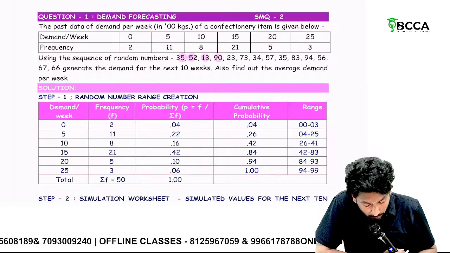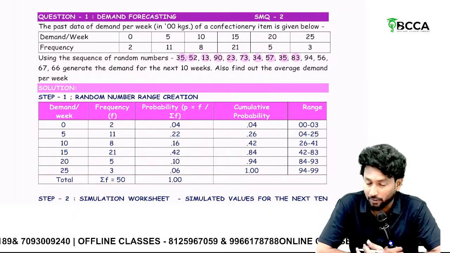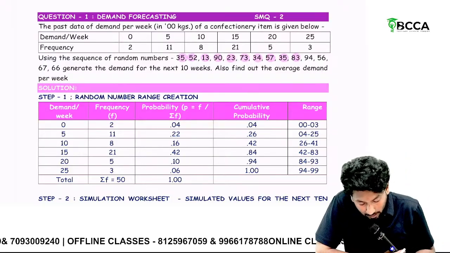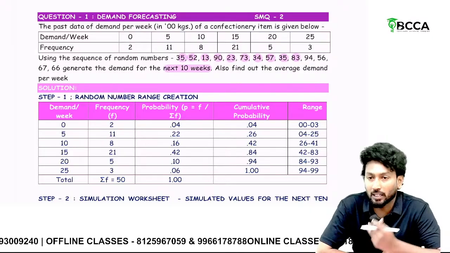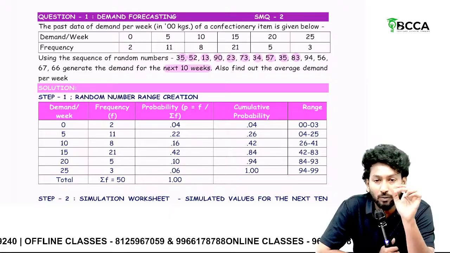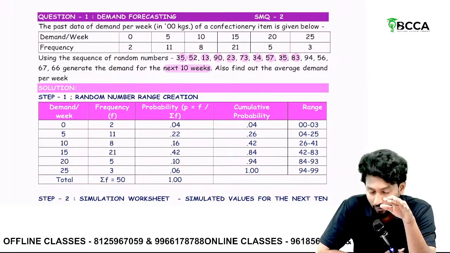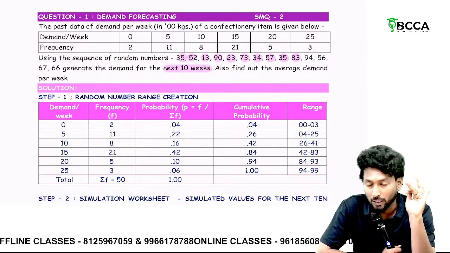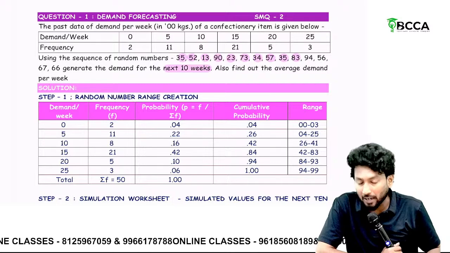1, 2, 3, 4, 5, 6, 7, 8, 9, 10, more than 10, 14 numbers are given. But what they're asking, sir, is that for the next 10 weeks only we have to estimate. For the next 10 weeks, take the first 10 random numbers, enough. One number for 1 week, we can estimate for the next 10 weeks. Even though they have given 14 numbers, we don't need to take 14 numbers, 10 numbers are enough for the first 10 weeks. Also find out the average demand per week.